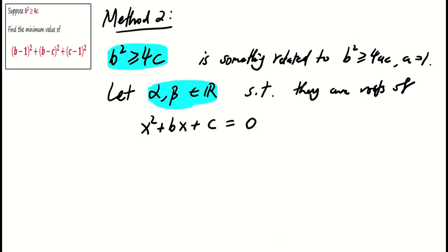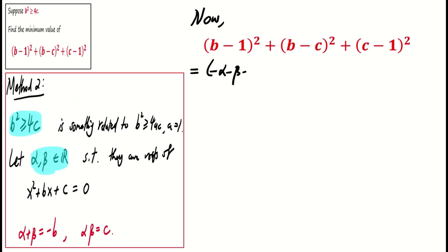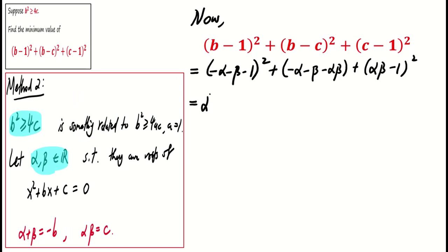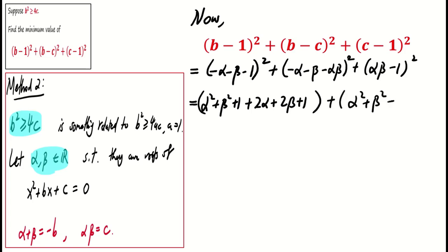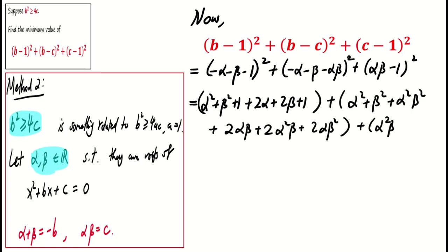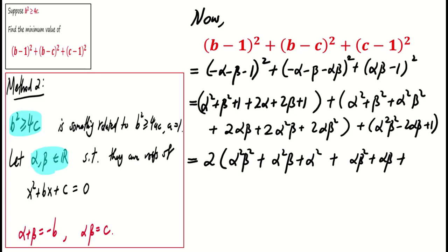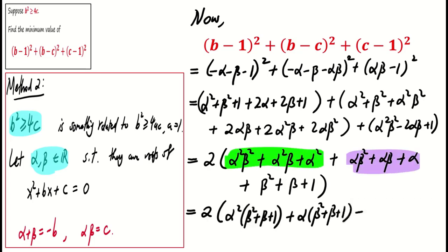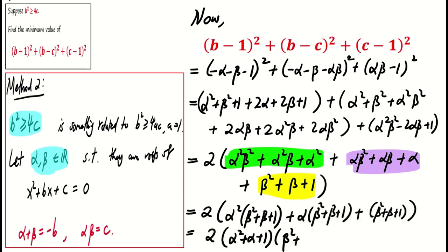Via Vieta's formulas, the sum of the roots alpha plus beta equals negative b, and their product alpha beta equals c. Substituting b and c with negative alpha minus beta and alpha beta, we expand and rearrange the terms to derive a new expression. Pause here and try to factorize it. Did you get 2 times (alpha squared plus alpha plus 1) times (beta squared plus beta plus 1)?